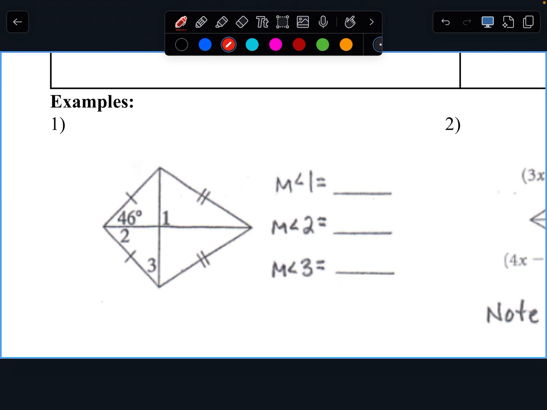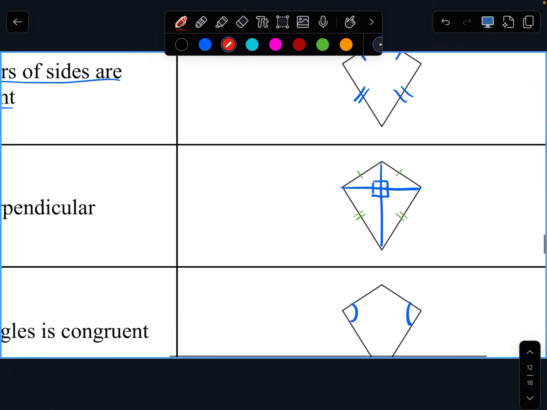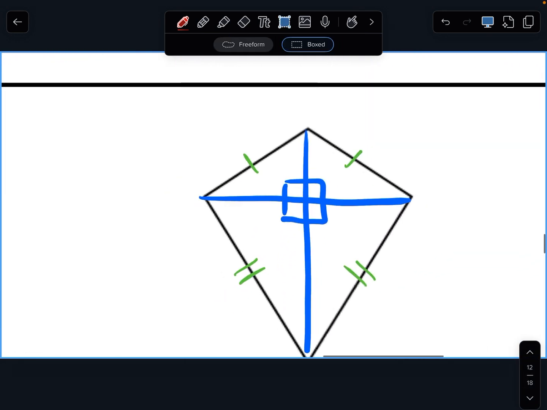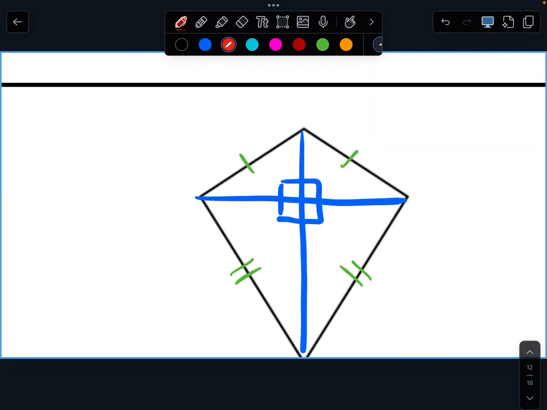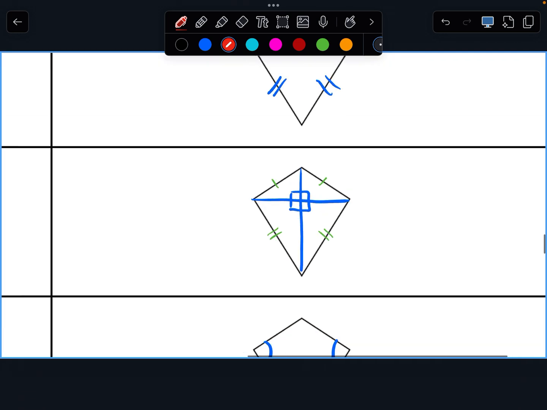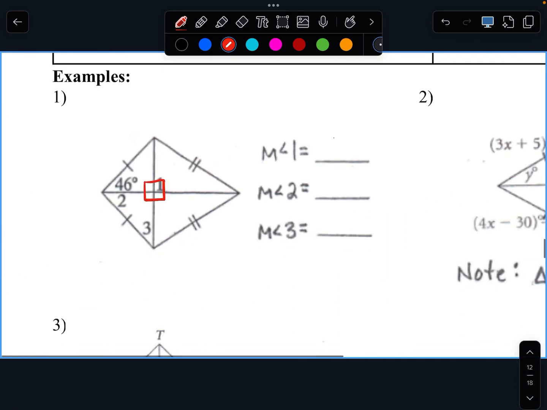Okay. So, angle 1. What do we remember? Oh, yeah. Perpendicular. So this is going to be 90. Now this is what I was saying. These two triangles are the same by HL, because you've got a hypotenuse, leg, and reflexive. So what I'm saying is this 46 is the same here.